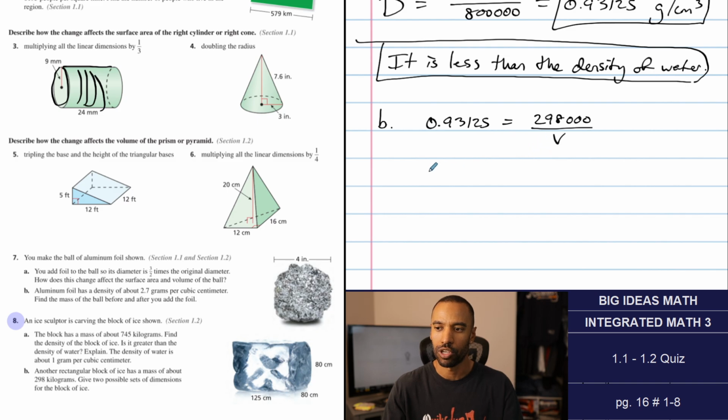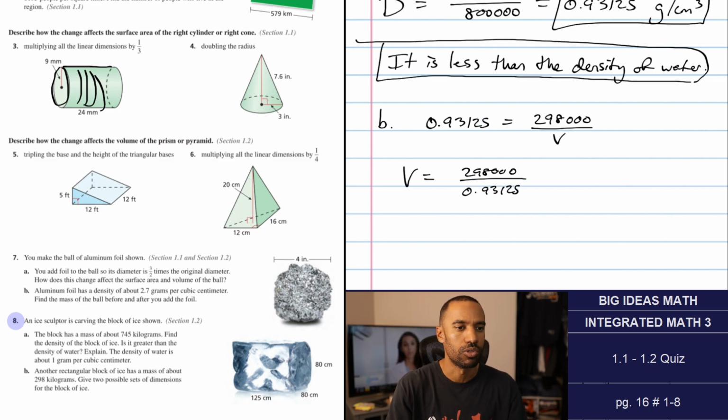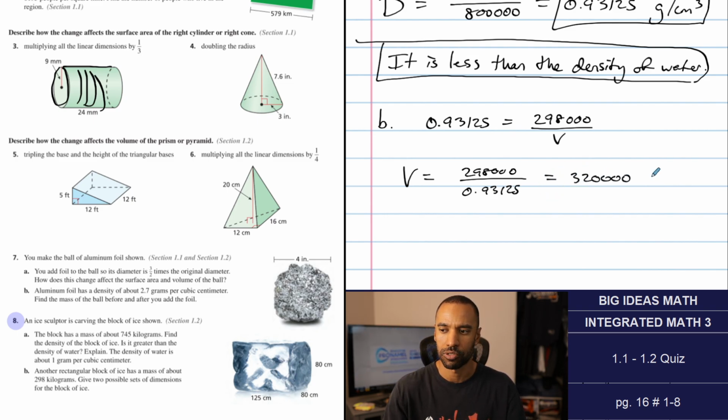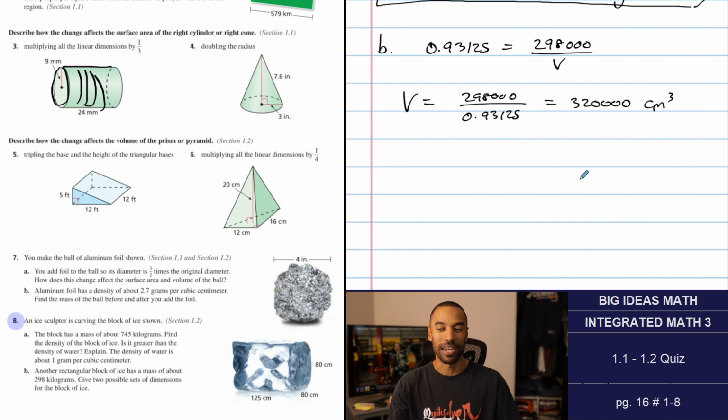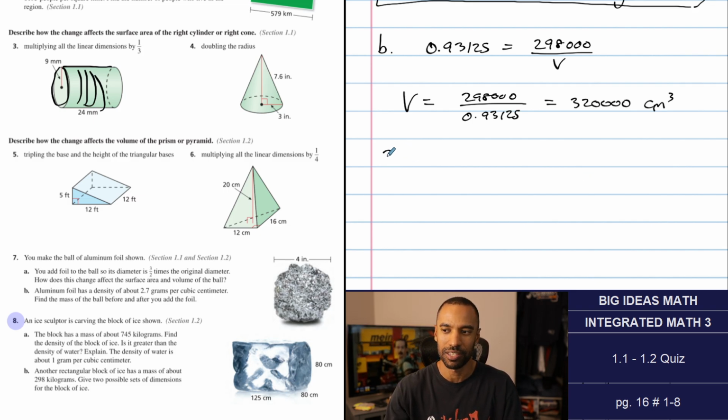To find this volume, we're going to switch places. 298,000 divided by 0.93125. I'm getting exactly 320,000. I'm glad it's an exact number. 320,000 cubic centimeters. So they said give 2 possible sets of dimensions for the block of ice. You can make it up. Any length times width times height gives you this.